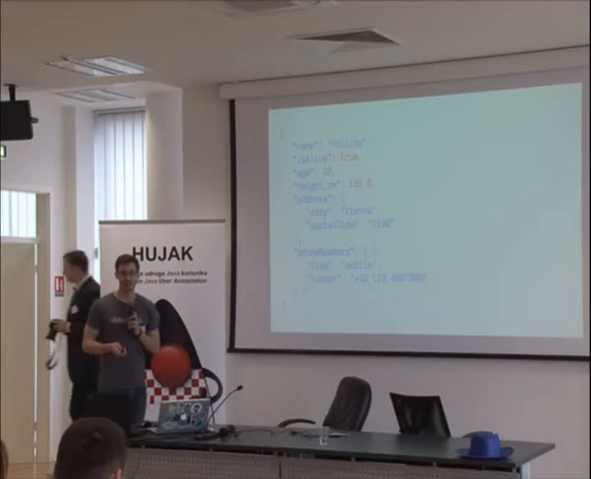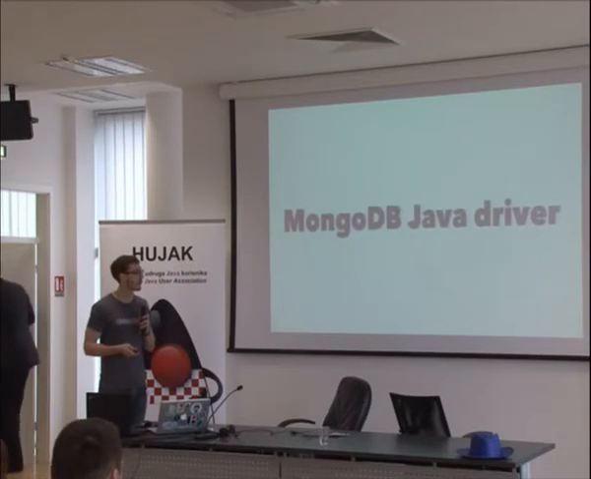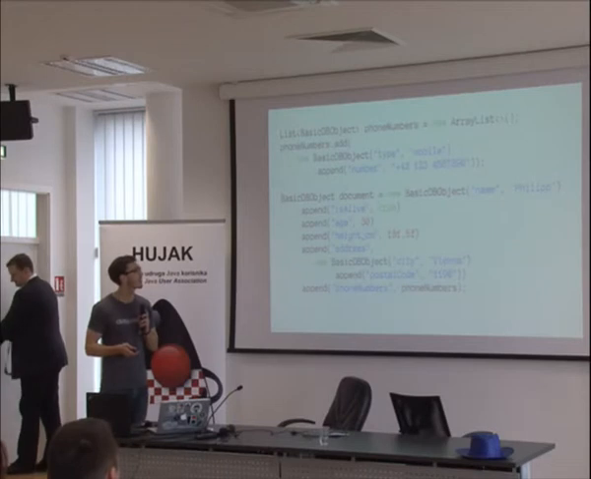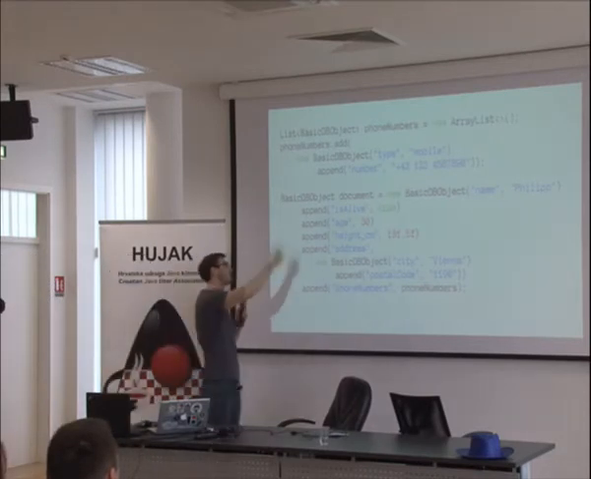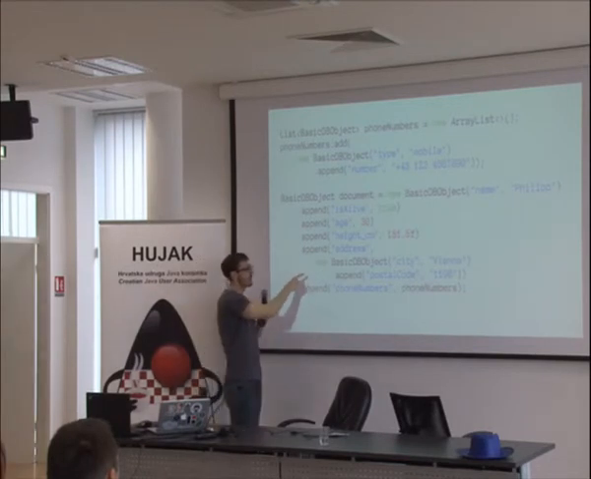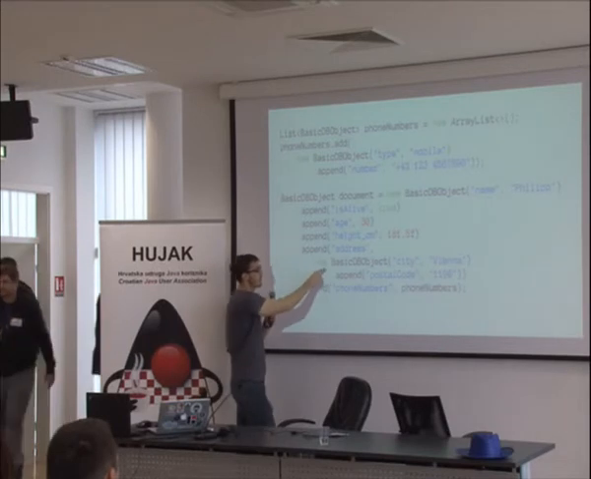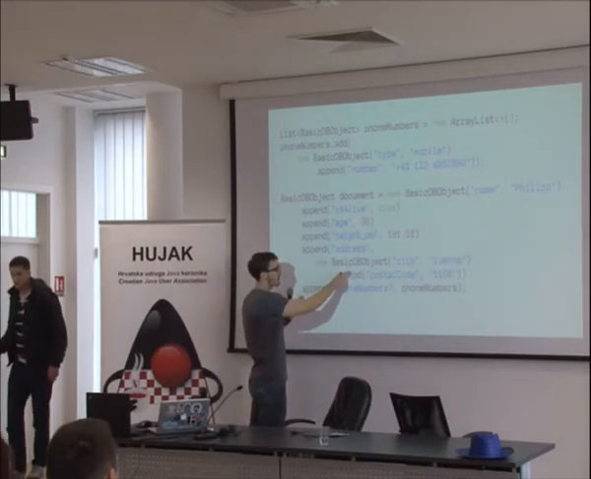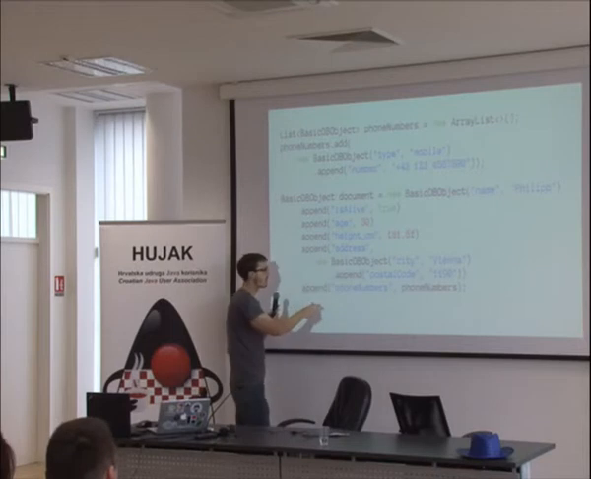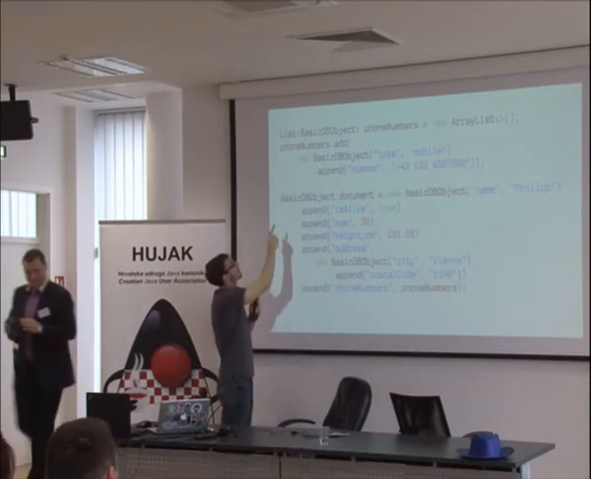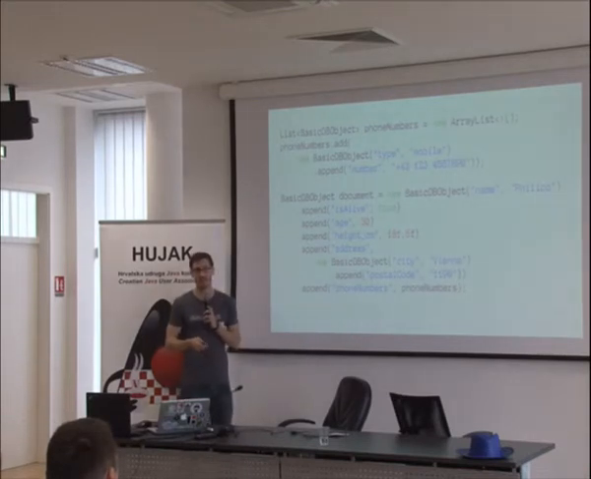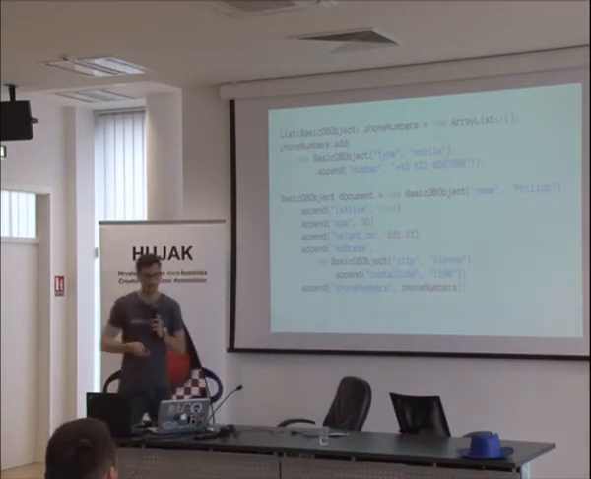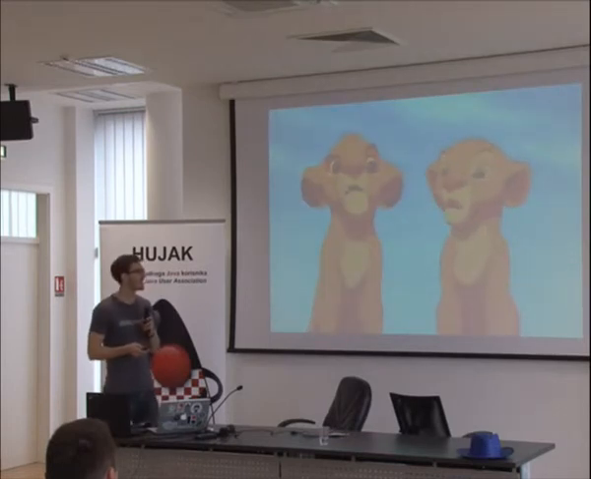Now, how do you access it from Java? You can use the official Java driver, but that would look something like that. So you have a BasicDBObject, and you stuff all your attributes into that. And if you have a sub-document, you would need to create a new BasicDBObject and stuff all the attributes into that. And then if you have an array, you would need to create a list, for example, and stuff all the attributes into that. So that's not really that nice to develop. And when we saw that, we said, that's not really what we want to use.